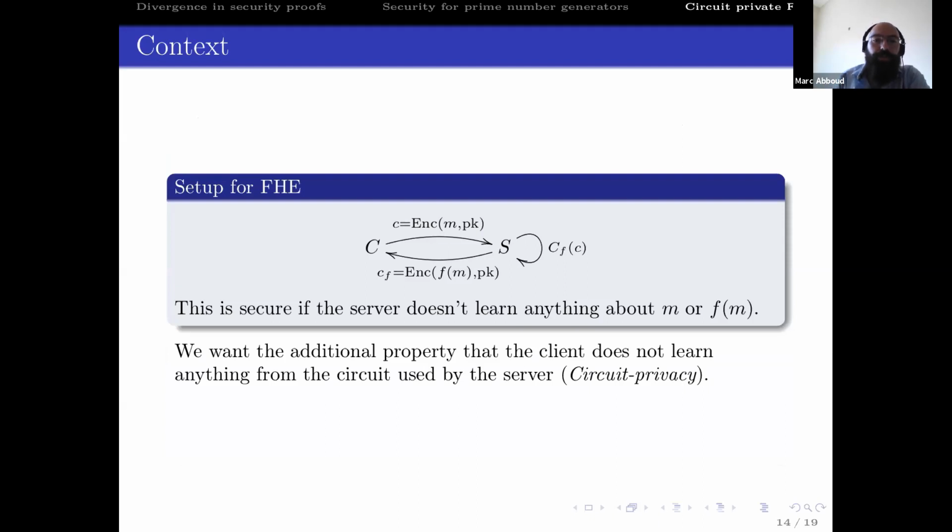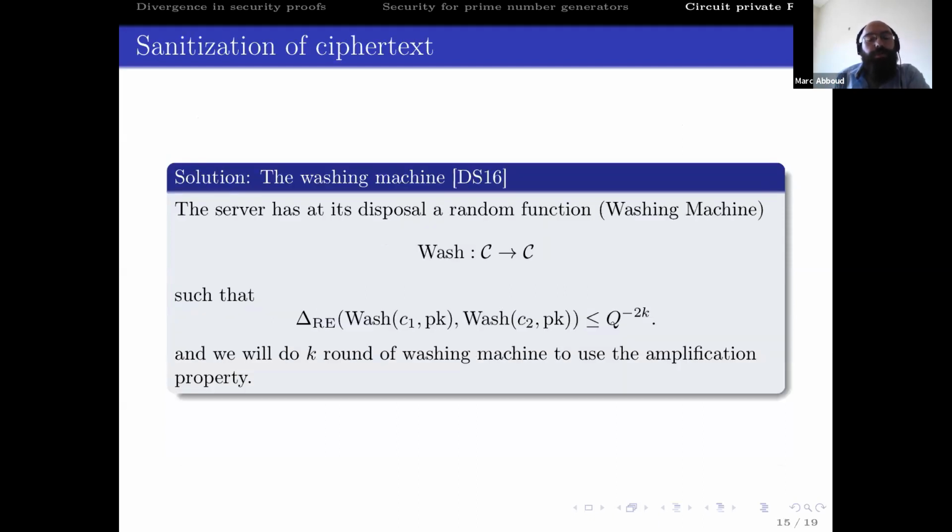So how do you achieve that? Ducas and Stehlé, in their paper in 2016, introduced a random function called the washing machine. They did this analysis with the statistical distance. The idea is that you have some preliminary bound on the statistical distance, and you use the amplification property to get the desired bound for security. We do the same thing with the relative error here.